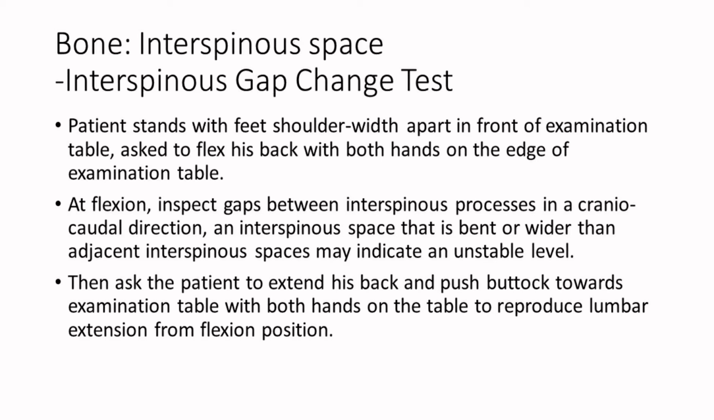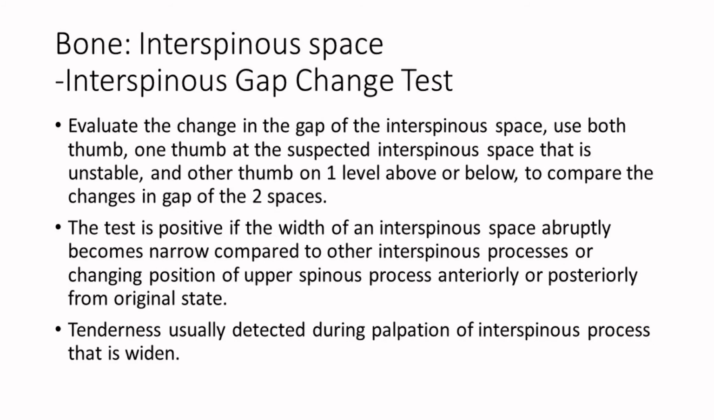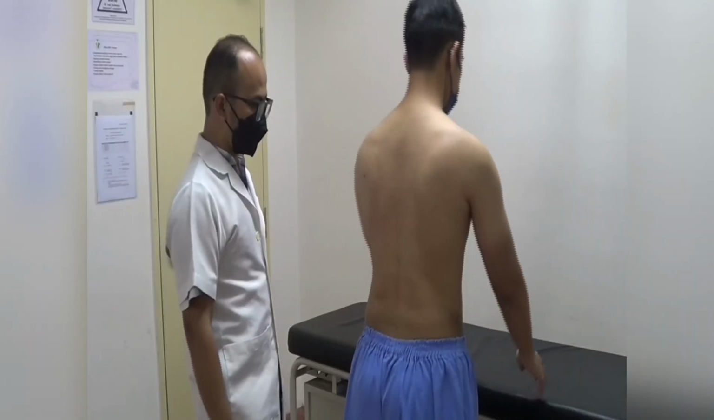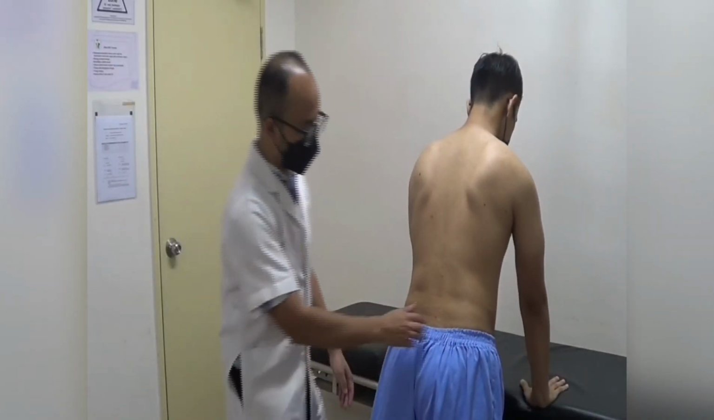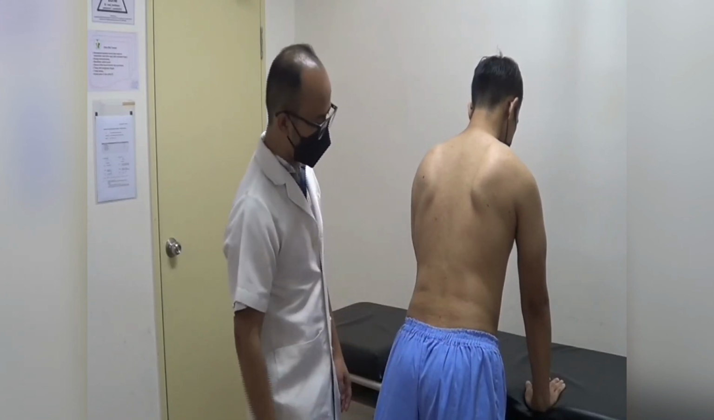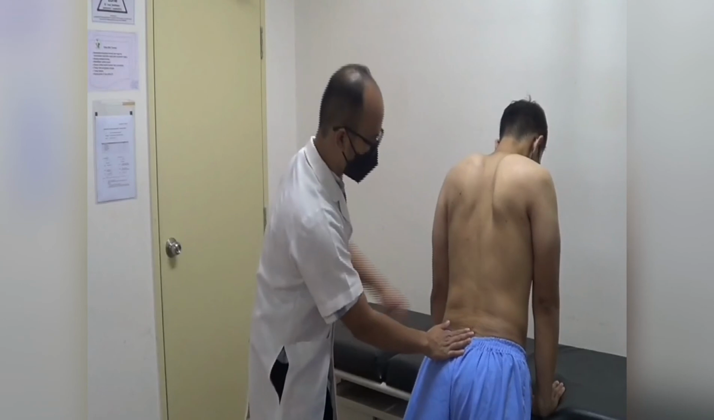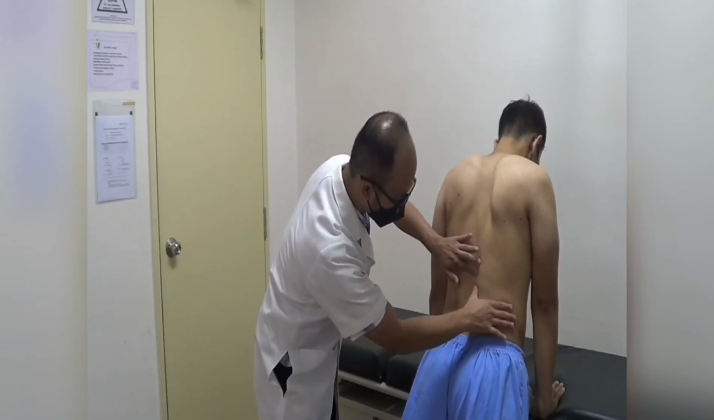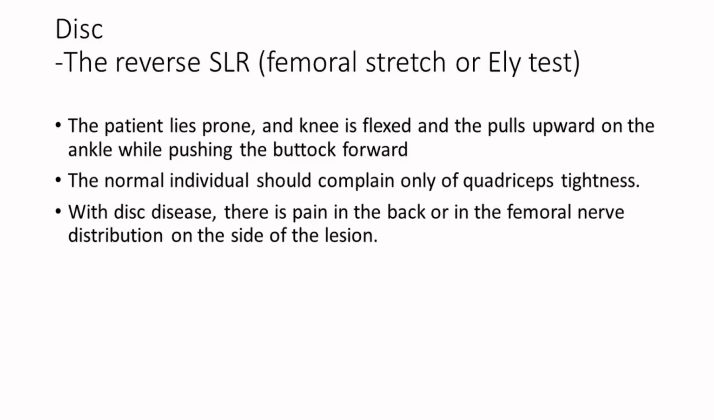For bone, we can check interspinous space by doing interspinous gap change test. Patient stands with feet shoulder width apart, asked to flex his back with both hands on the edge of the examination table. At flexion, inspect gaps between interspinous space. The test is positive if the width of an interspinous space abruptly becomes narrow compared to other interspinous processes, or changing position of upper spinous process anteriorly or posteriorly from the original state.